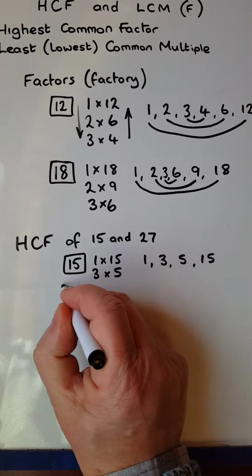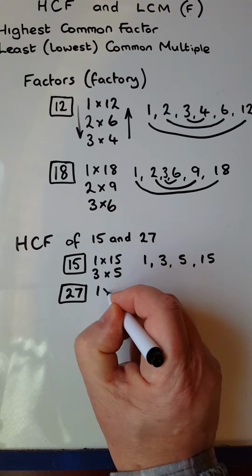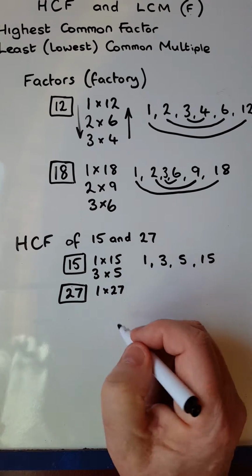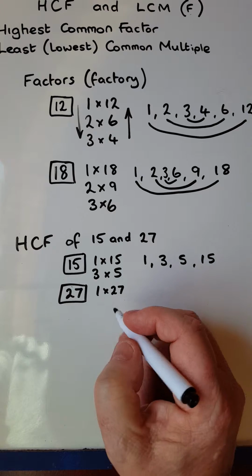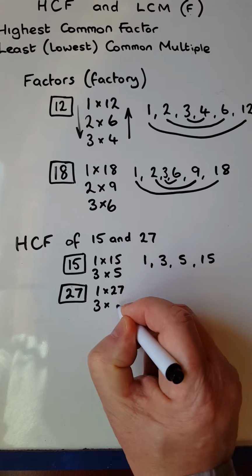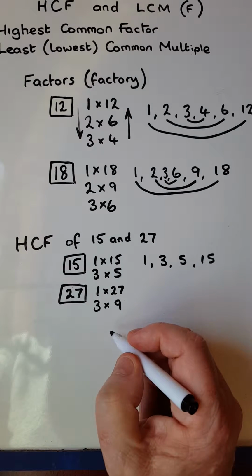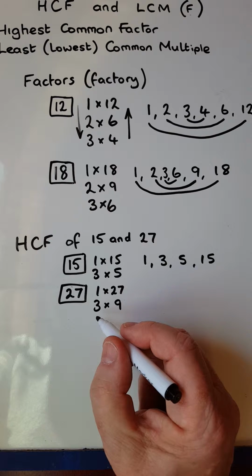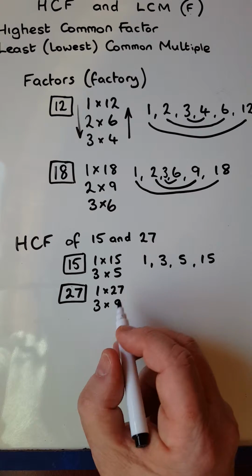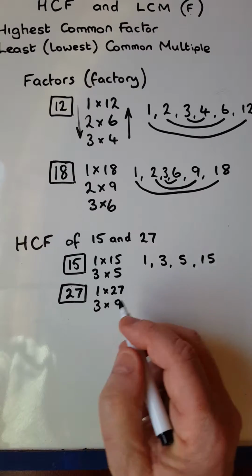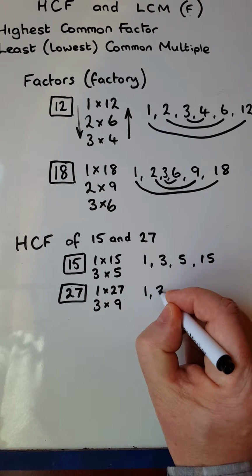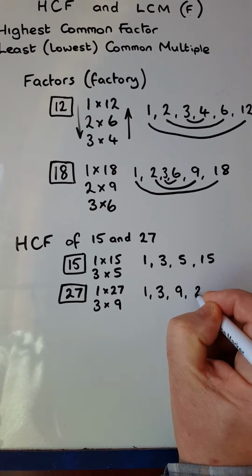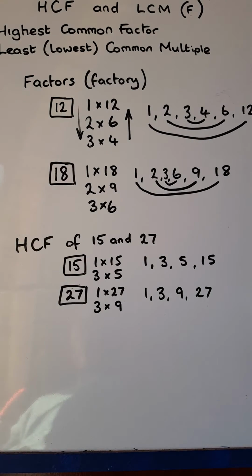Now do the same for 27. So that's going to be 1 times 27. Again, it's not on the 2 times table. It is on the 3 times table, isn't it? 3 times 9. Is it on the 4s? No, it's not. Or the 5s, 6s, 7s, 8s. Next one is 9. Yeah, 9 times 3. So I've finished again. 1, 3, 9, 27. They're the only times tables that 27 is on.